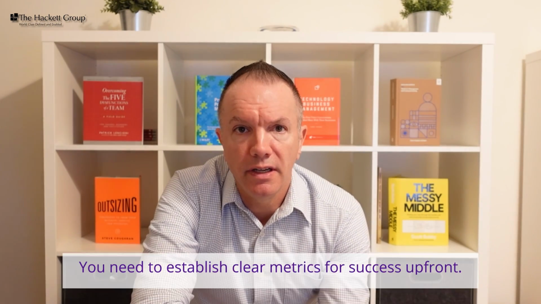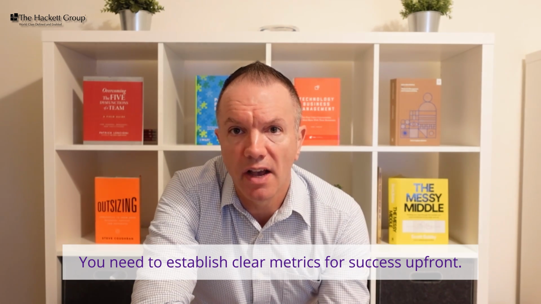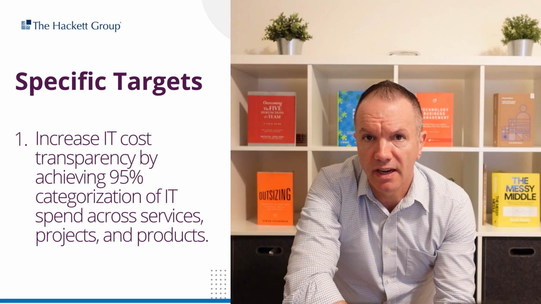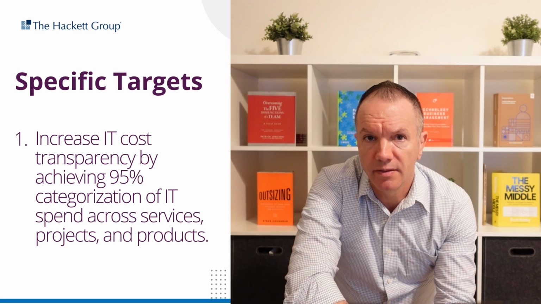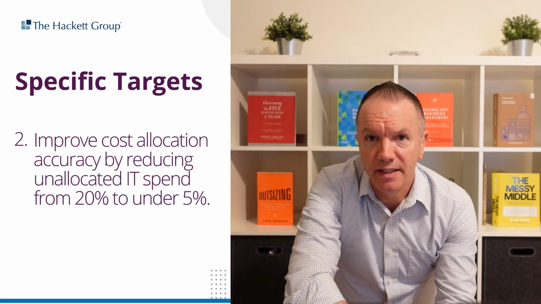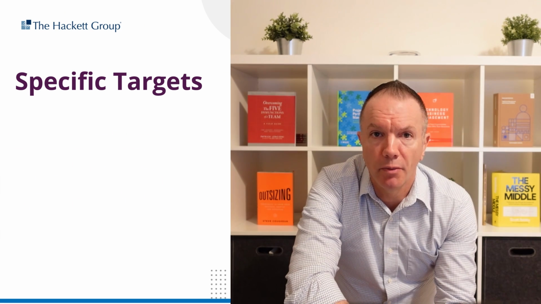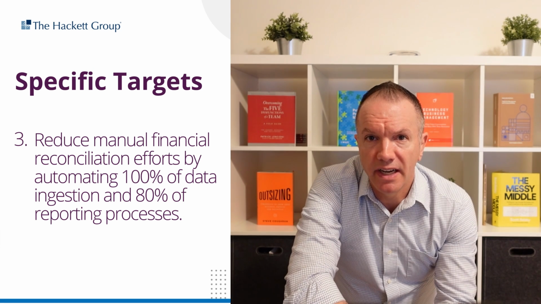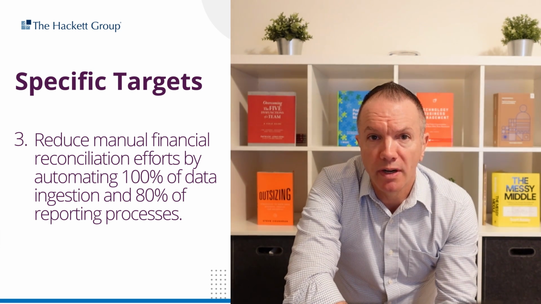But here's what's critical and what most organizations get wrong. You need to establish clear metrics for success upfront. In our manufacturing case, we set specific targets. Number 1, clear cost transparency by achieving 95% categorization of IT spend across services, projects, and products. Number 2, improve cost allocation by reducing unallocated IT spend from 20% to under 5%. Number 3, reduce manual financial consolidation efforts by automating 100% of data ingestion and 80% of reporting processes. These metrics provide a clear baseline and measurable goals to track progress and impact of our project over time.